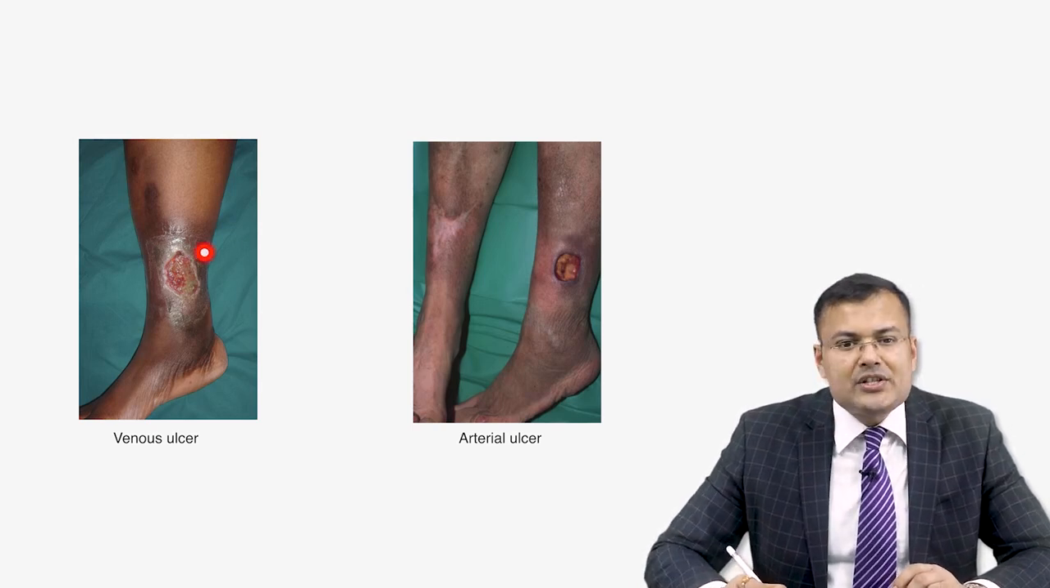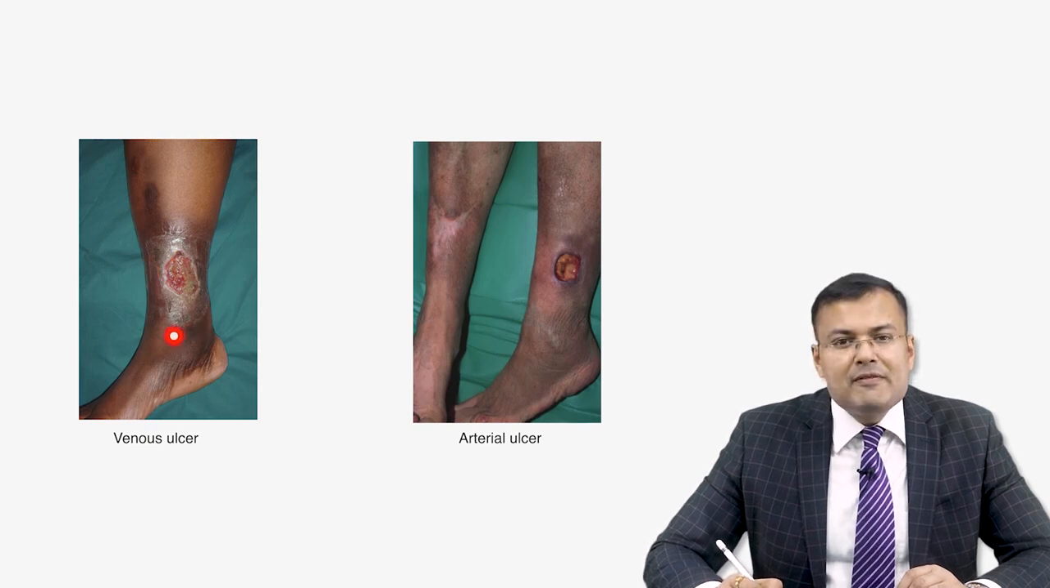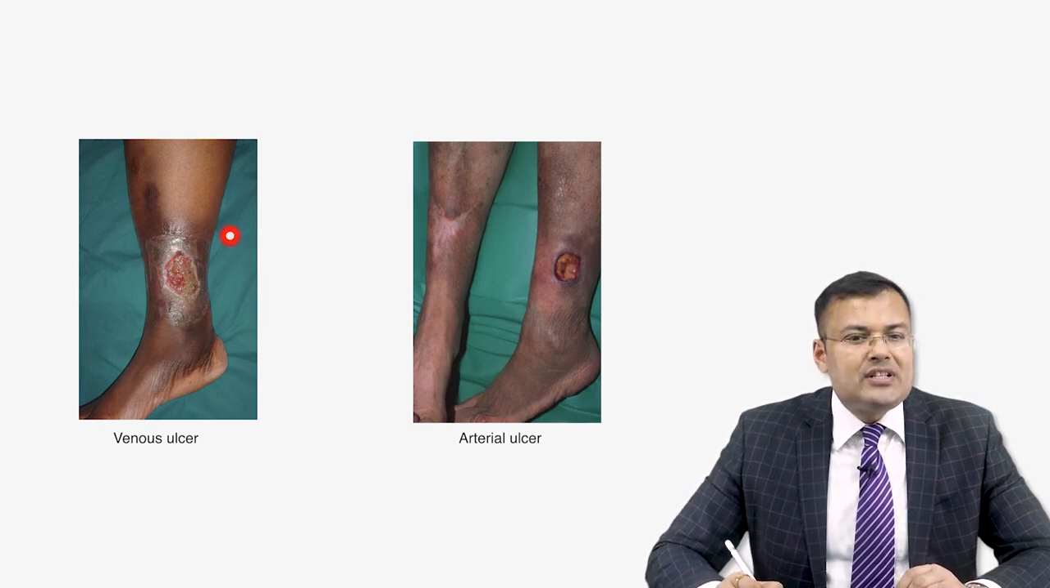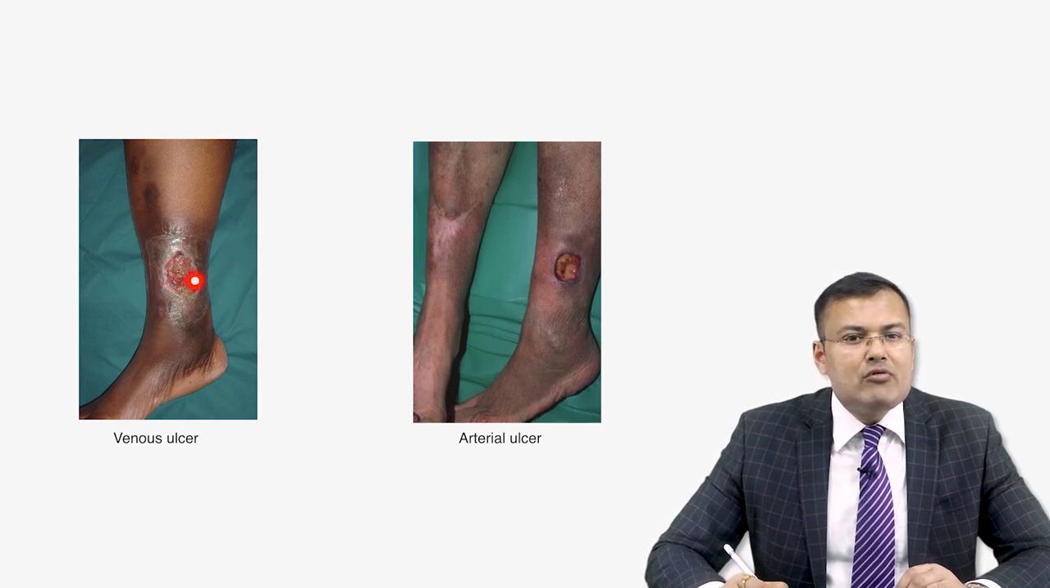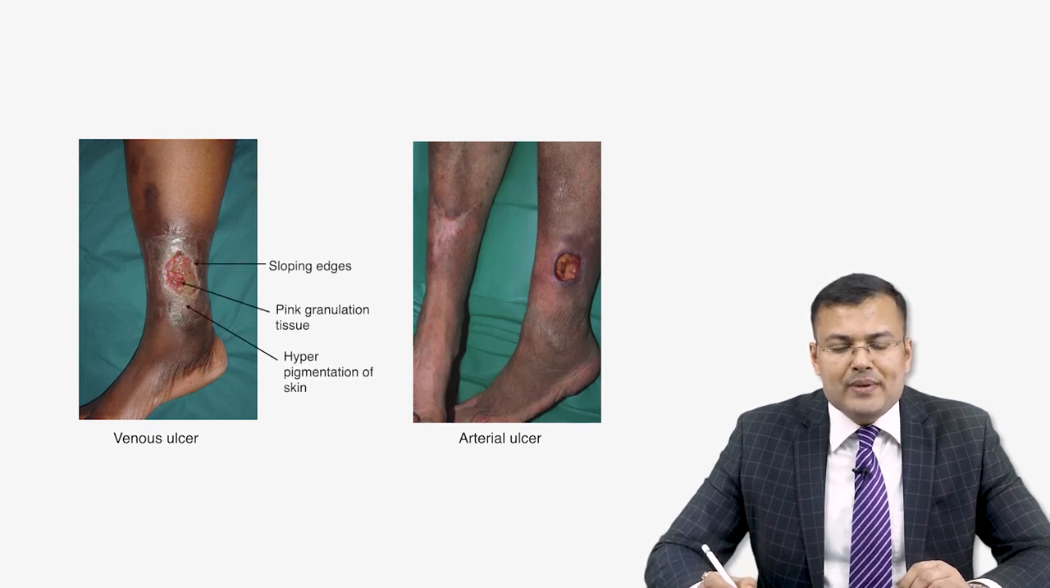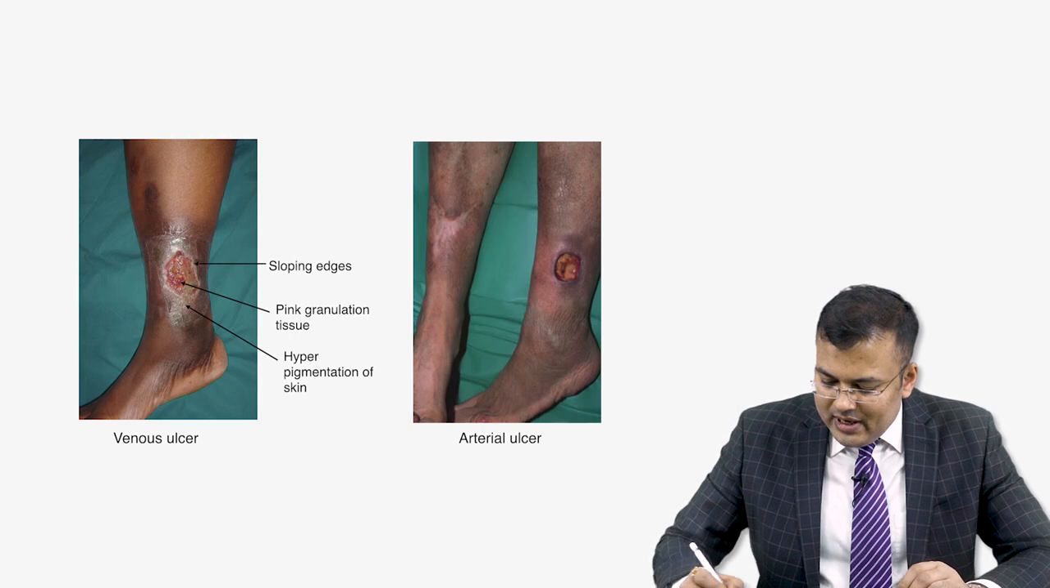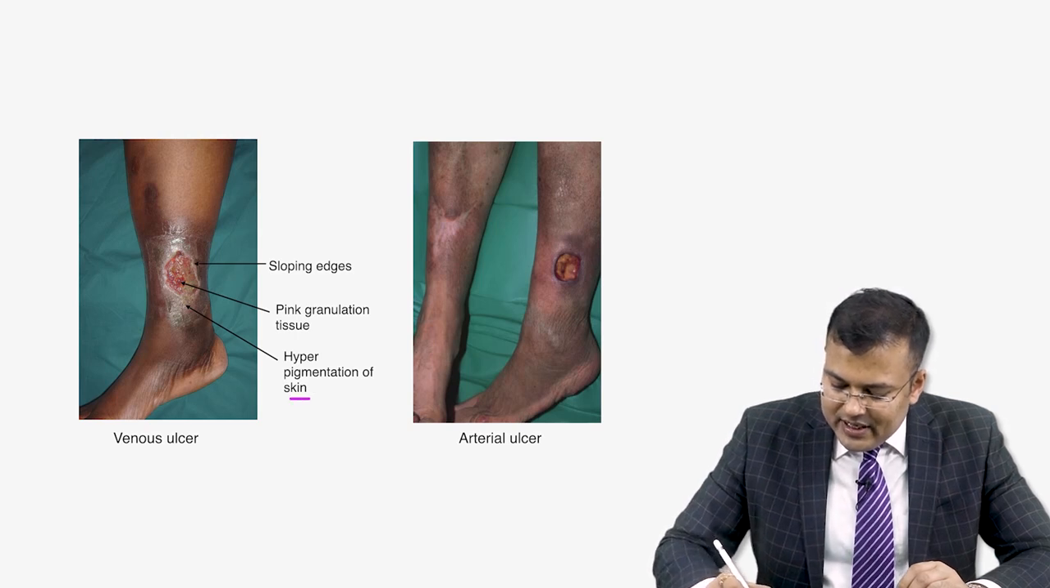First, see the typical location, gaiter area just above the medial malleolus. Can you see brownish discoloration, hemosiderosis, sloping edges, and you can see the granulation tissue. So venous ulcer: sloping edges, pink granulation tissue, and hyperpigmentation of skin, hemosiderosis.